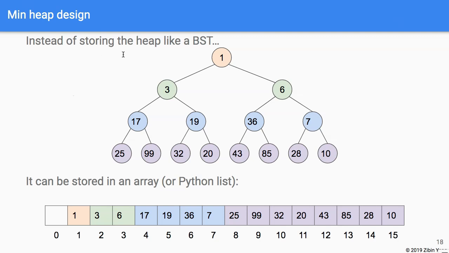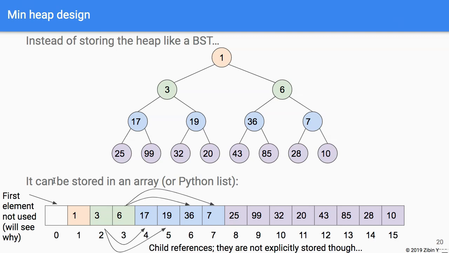Like we said, instead of storing the heap like a binary search tree in this form, we'll just store it in an array. And the way that it's done is we'll put 1 here, the first level, then followed by the second level, 3 and 6, and then the third level, 17, 19, 36, and 7, and then the last level, so on and so forth. Okay?